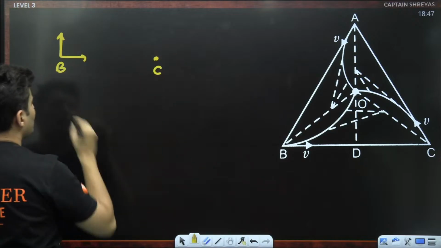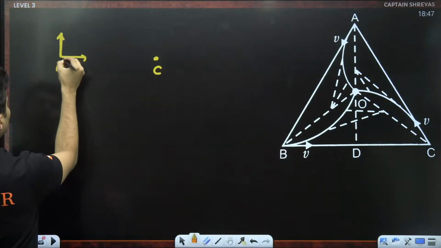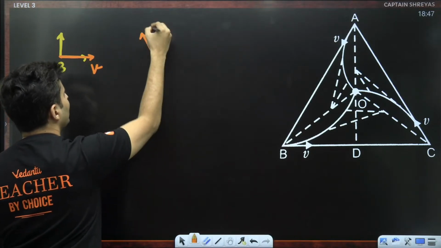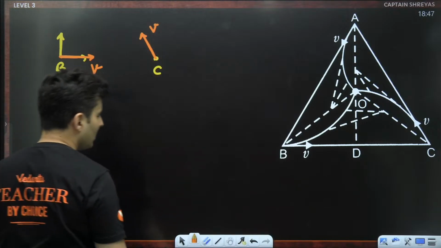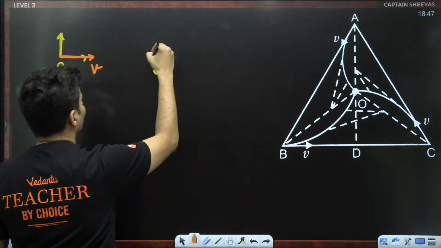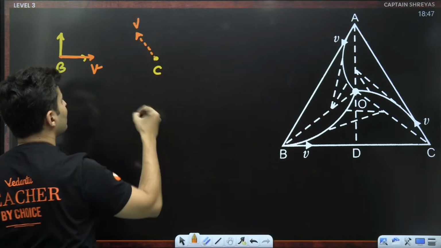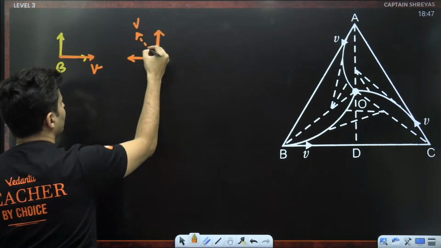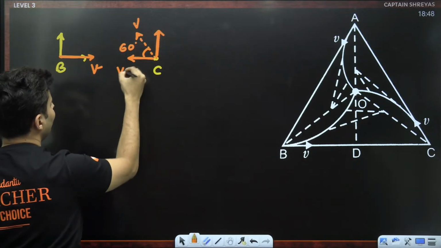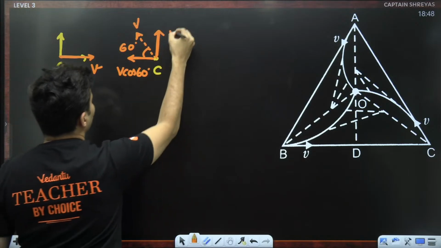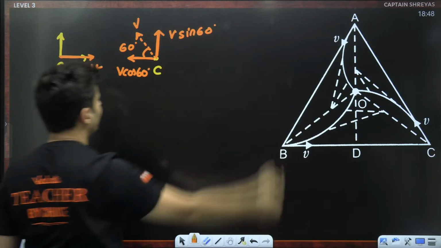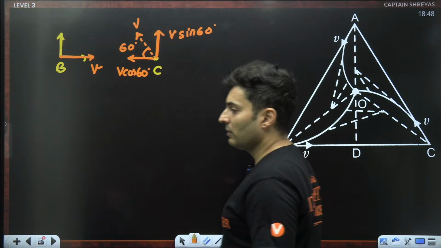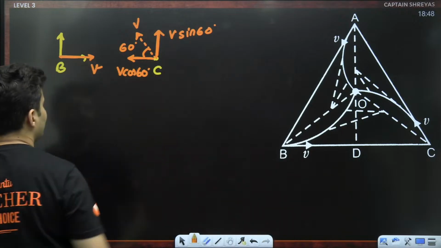if I consider B has a velocity of V, and C has also a velocity of V, which again has two components. If I break down C's velocity into two components, one like this and one like this, being 60 degrees, this would be V cos 60, and this would be V sin 60 degrees. These are the two components of the velocities. Agree, disagree? What is the cos and sin component doing?